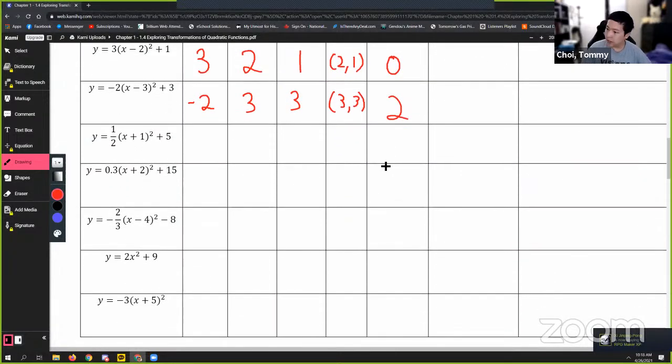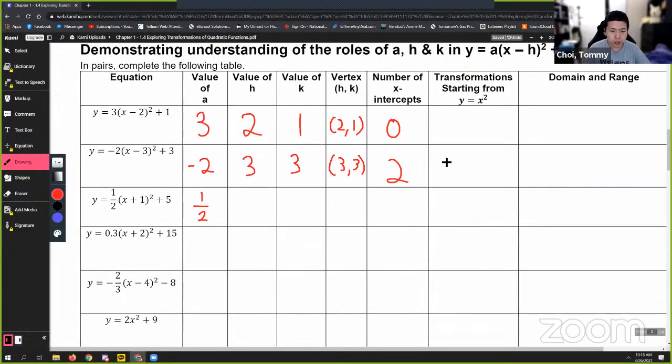I'll do one more, and the rest of it you can try. I'll give you some time to try it. So 1/2 is our a value here. Sorry, I scrolled a little too far down. h, since it's +1 in the bracket, should be -1 for the value of h. And for k, it's +5 on the outside, so that stays +5. And so we write our vertex, and we figure out, well, -1, 5 is still above the x-axis, and it opens up. So how many x-intercepts are there? Visualize it in your head. -1, 5, and it opens up.